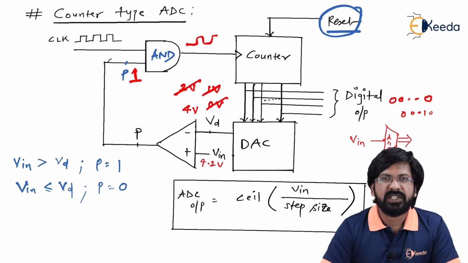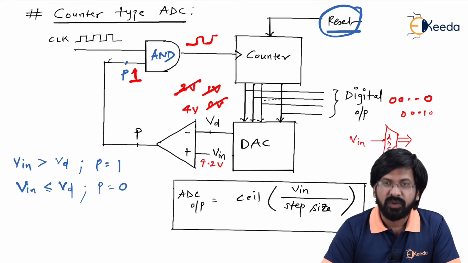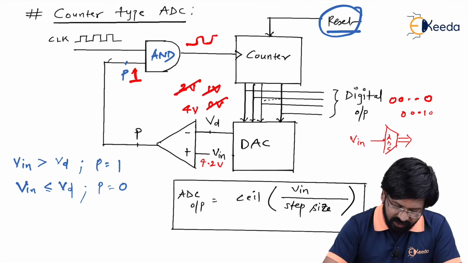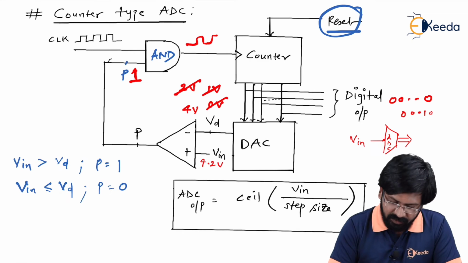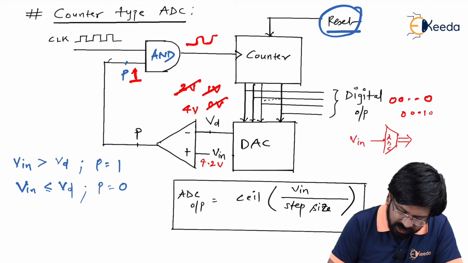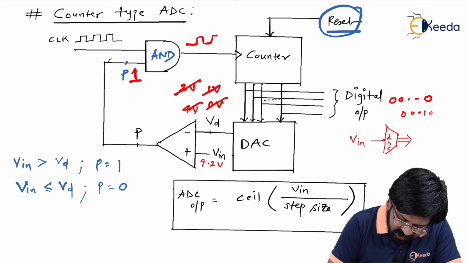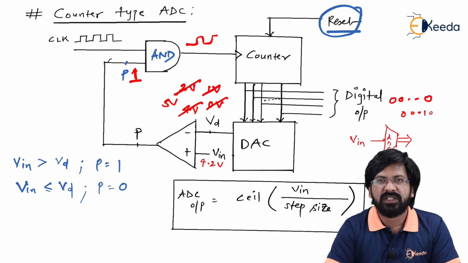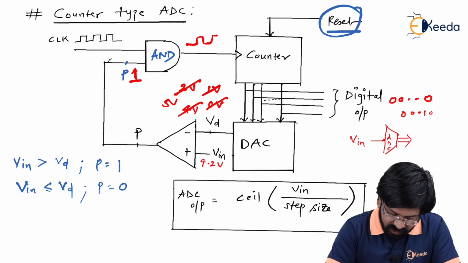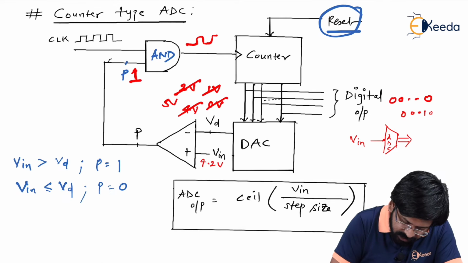Now 4.2 is compared with 4. What do you think? Which is greater this time? Of course, Vin is still greater than Vd. In effect, P remains 1. Again the AND gate is enabled. Clock is given further, and the counter is incremented by 1. Let's say the value of the DAC is now 5 volt. Now 5 volt is compared with 4.2 volt. This time Vin is lesser than Vd. So this is the first time it has happened, which makes P equal to 0.